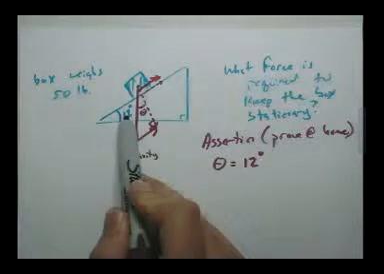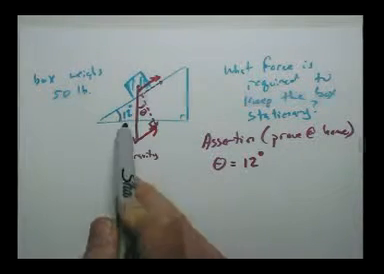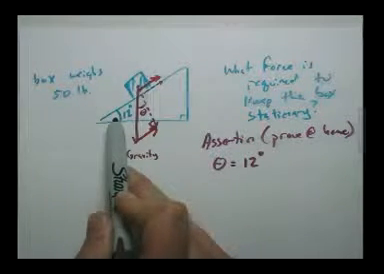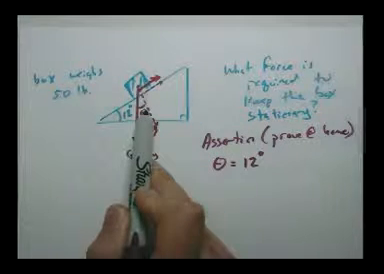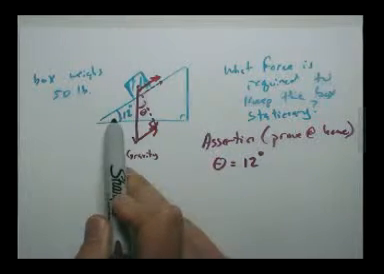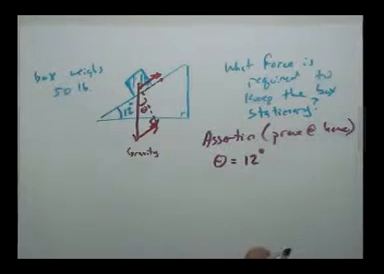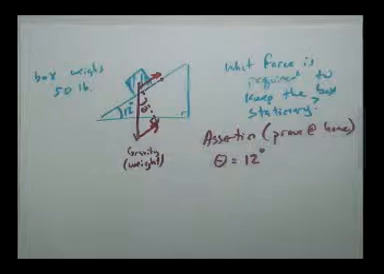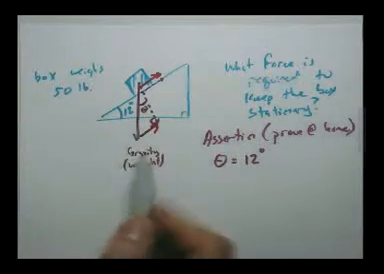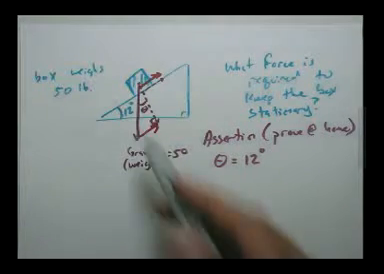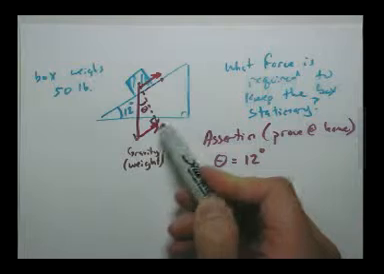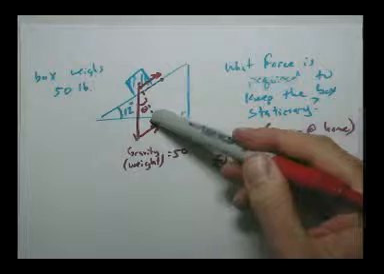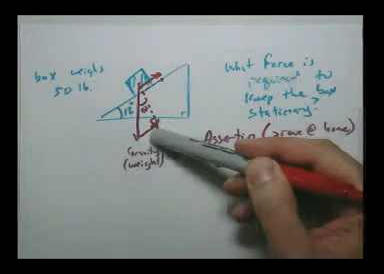And, in fact, this is always the case. It doesn't matter how big the ramp is, it doesn't matter how heavy the box is, this angle here and this angle here are always the same. These two angles are always the same. So, what are our forces? I've got a 50-pound force going straight down, and I need to find this guy right here. Well, I've got a right triangle, I've got an angle, so how do I find this force?